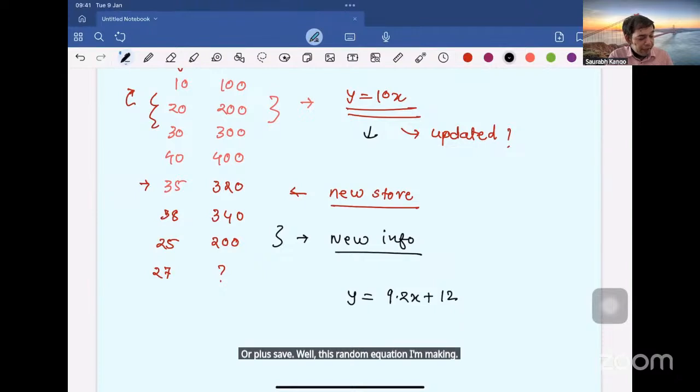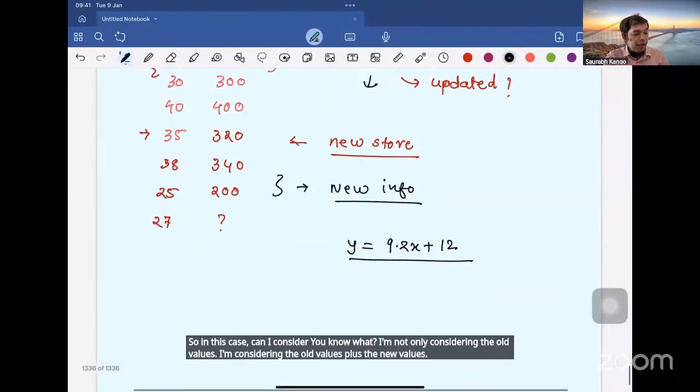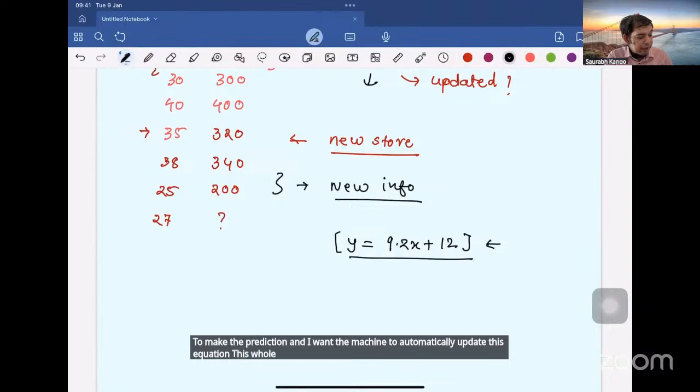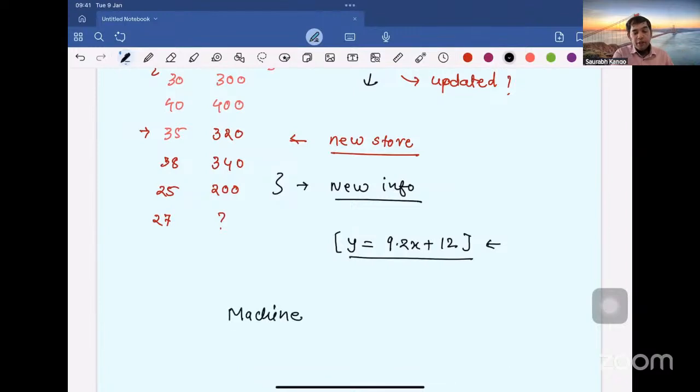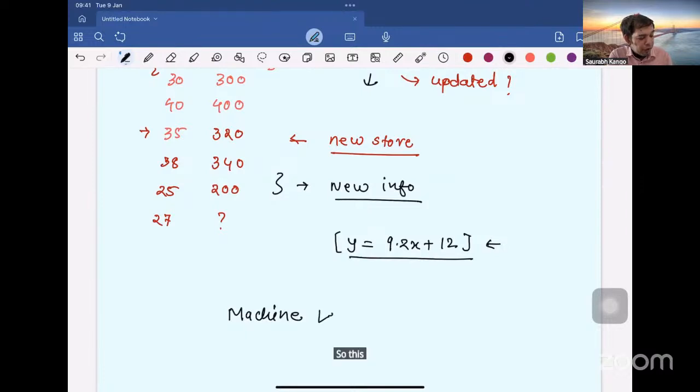So in this case, can I consider, you know what? I'm not only considering the old values, I'm considering the old values plus the new values to make the prediction. And I want the machine to automatically update this equation. This whole process, can I consider it to be like machine learning? Where the machine is learning with the new information, and based on that, it's changing the equation that best fits that particular scenario. So this whole process is called machine learning.